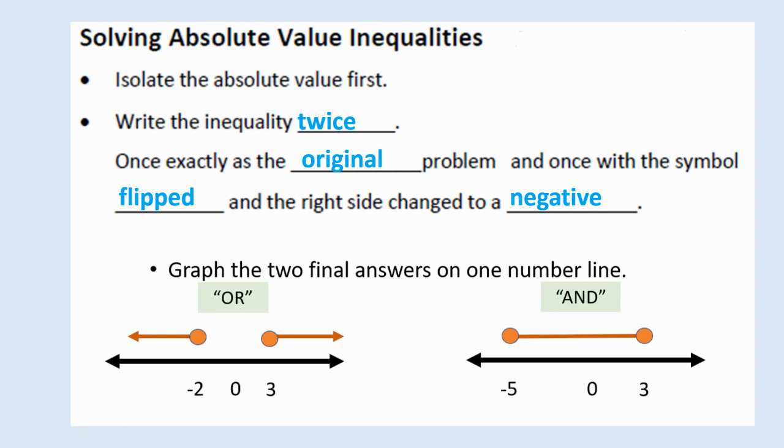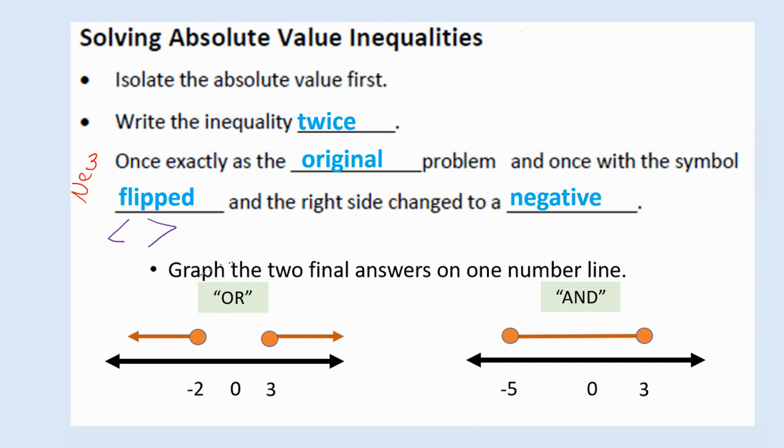The only difference, and this is going to be the new part, is when you do the absolute value inequality, you're going to flip the symbol and change the sign to a negative. So if the original problem was less than, you're going to flip it and make it greater than. And you're going to change the answer to a negative. When we do an example, that will make more sense.